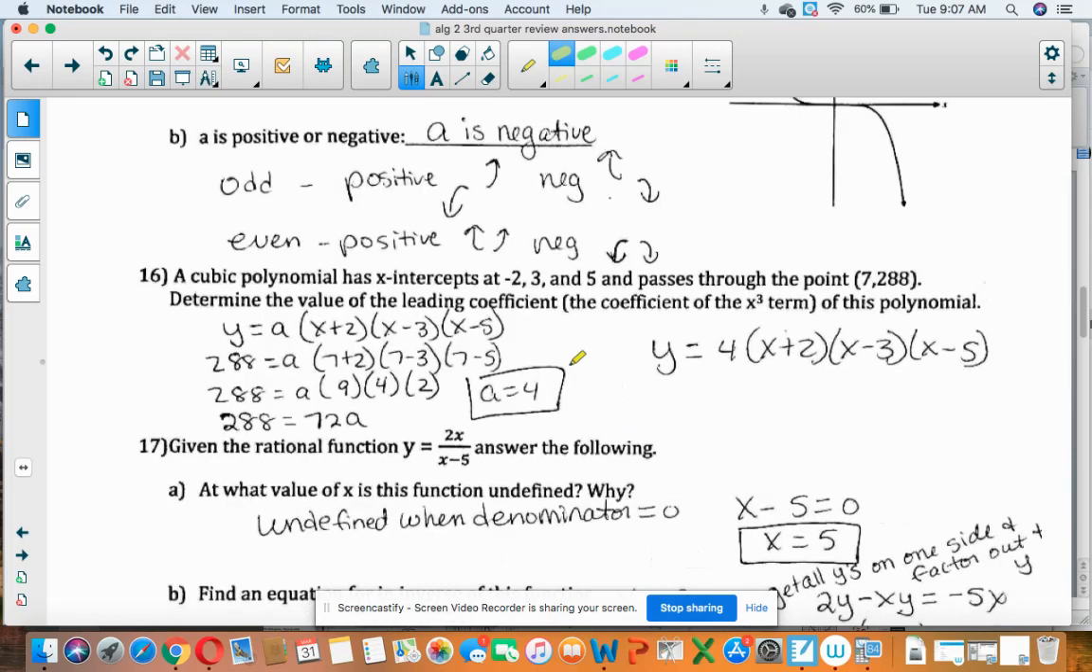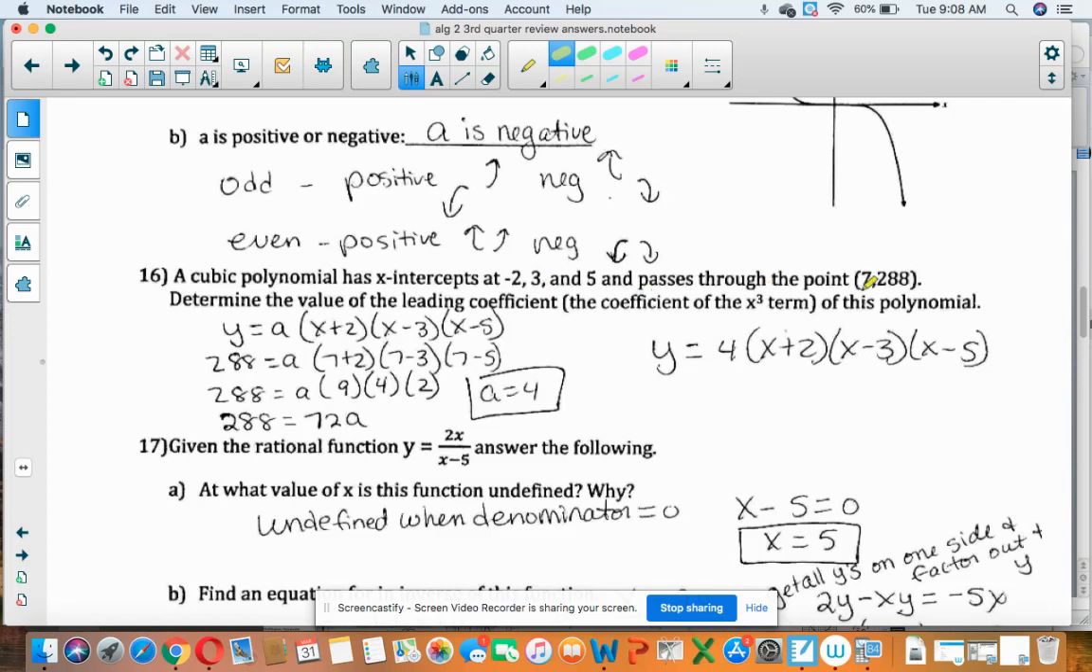16, I have a cubic. The x-intercepts are negative 2, 3, and 5. So my factors are x plus 2, x minus 3, and x minus 5. I want to find the leading coefficient of that x to the third term. So basically, they're asking me to find my a. So I set this up, y equals a, and I have my factors, x plus 2, x minus 3, x minus 5. Remember, you're doing the opposite signs there.